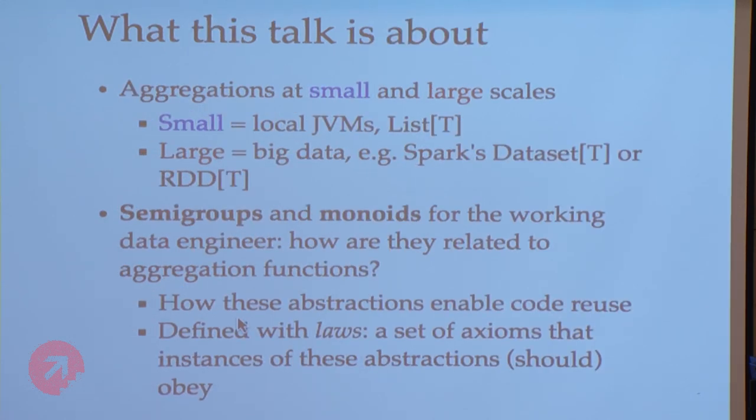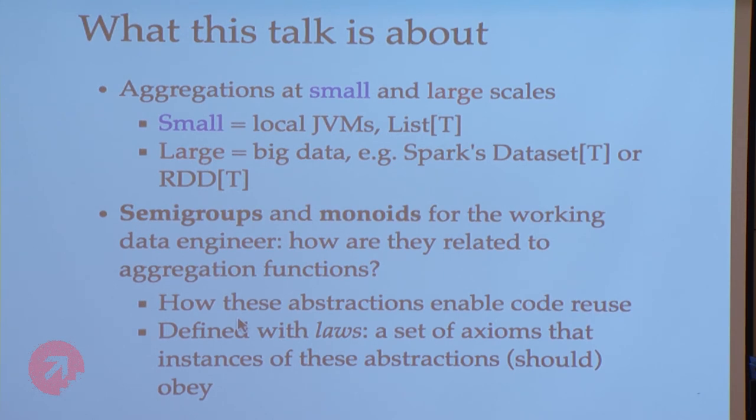My talk is about where big data, FP, and abstract algebra meet. Specifically, this talk is going to be about aggregations, in the large and the small. By small, I mean something single process, maybe using the standard library. Large is something like big data, maybe backed by Spark datasets or RDDs. And I'm just going to jump right into it and say this is about semigroups and monoids.